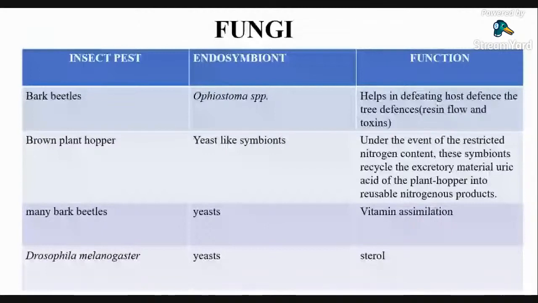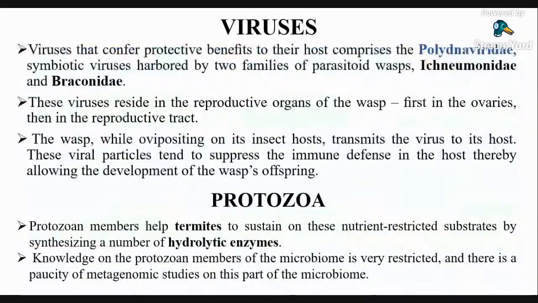Next thing is bark beetle. Endosymbiont fungus is yeast. Function: vitamin assimilation. Next thing, Drosophila melanogaster. Endosymbiont fungus is yeast, and the function of the endosymbiont fungus is sterol assimilation. Next one is virus.